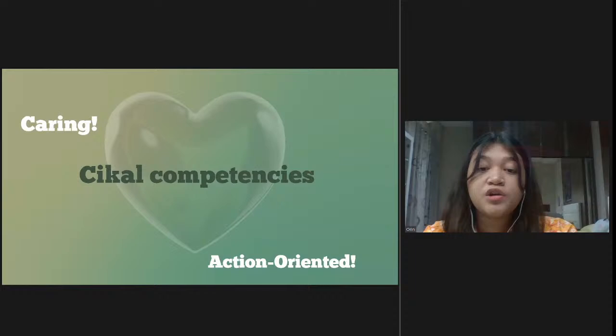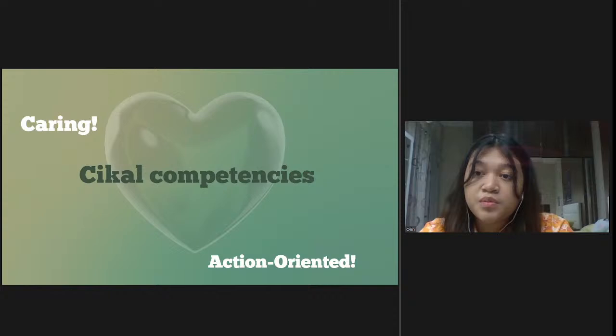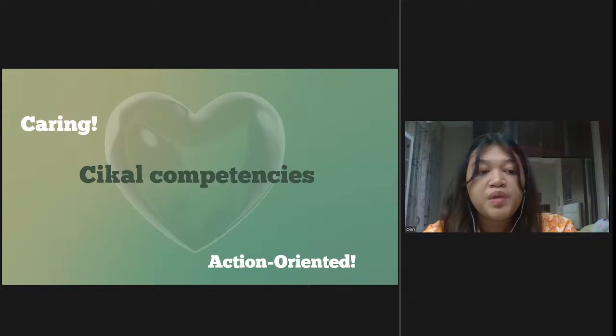So for the CP competencies that I developed, I chose caring and also action orientation, because the main goal for this project is to raise awareness and also to donate for the final product. And the action orientation is the process of making the plans and also giving information about the issue to let people get a clear and better understanding about this issue. And also I take action by promoting and also creating products and persuading people to be more aware of this kind of issue.